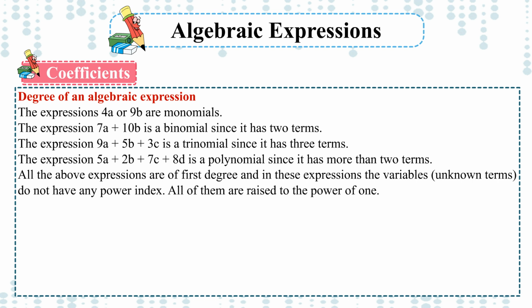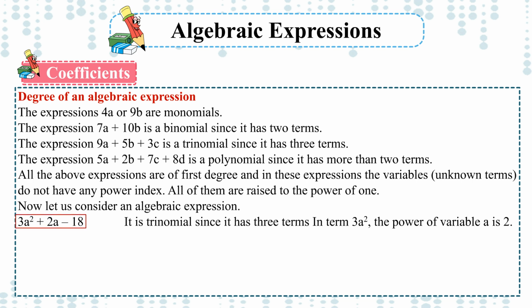In the term 3a², the power of the variable a is 2. In the term 2a, the power of the variable a is 1. The term −18 is a constant, not a variable, therefore the power is 0. The highest power of the variable in the expression is 2. Hence the degree of the algebraic expression is 2.